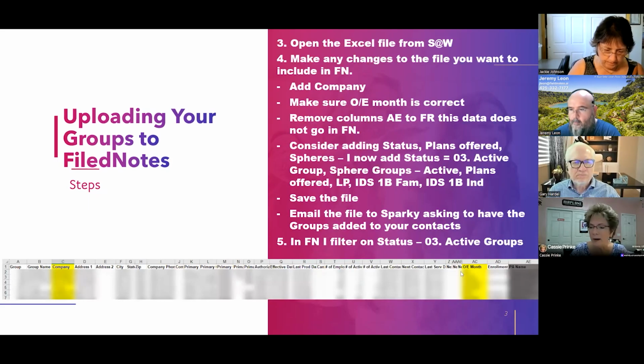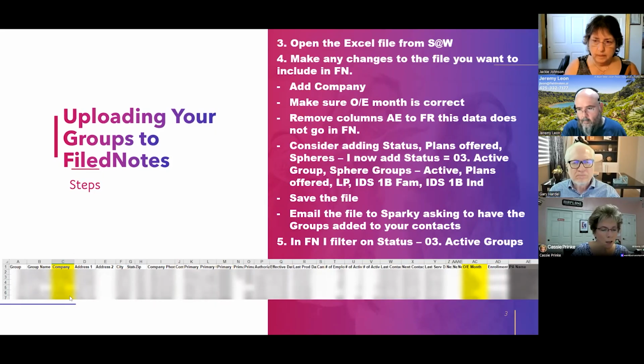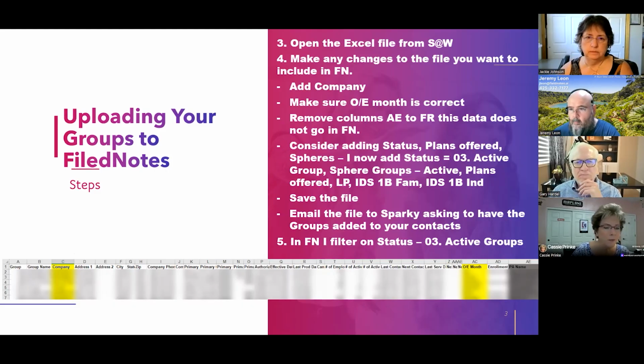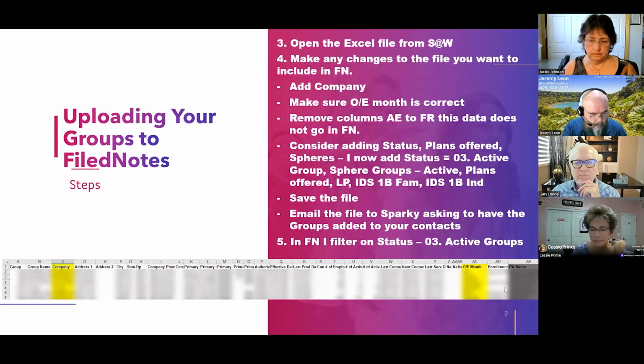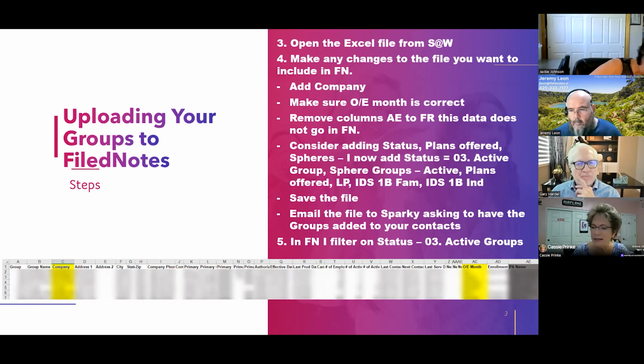On this slide I just show you what it's going to look like. It's going to have the group number, the group name. On column C, I inserted a column for the company. Typically the group name and the company name are the same, but Sparky doesn't know that, so I add that column for the company name. Most of the columns you see in black across this sheet come directly from Shield at Work. I don't change anything other than the two things that I have highlighted in yellow.